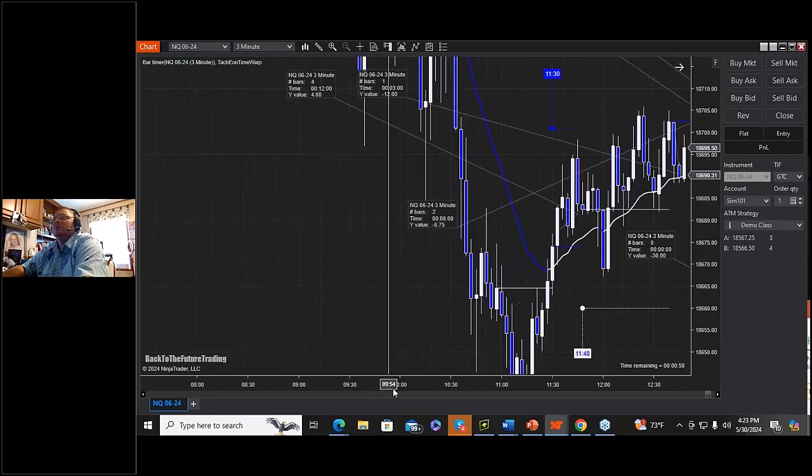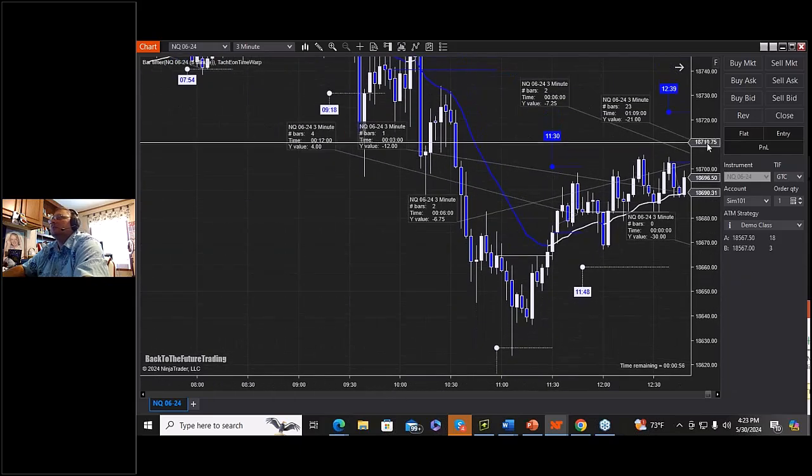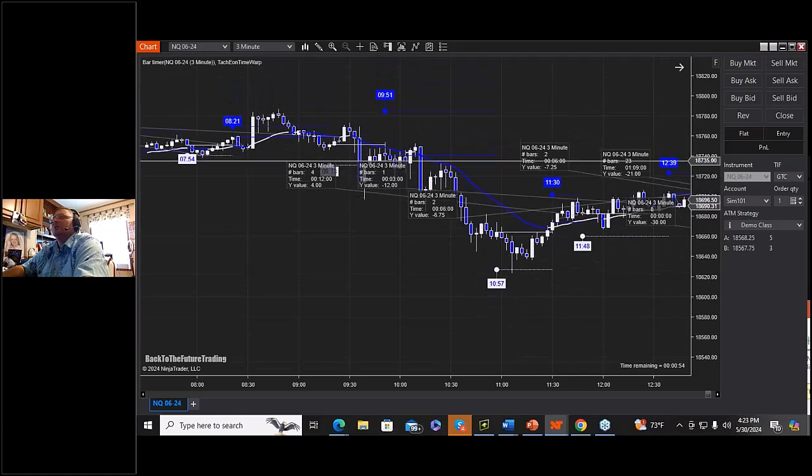Let me shrink this all up so we can make this thing look a little prettier and you guys can see a little bit better. I'm going to take all the drawing tools off real quick.